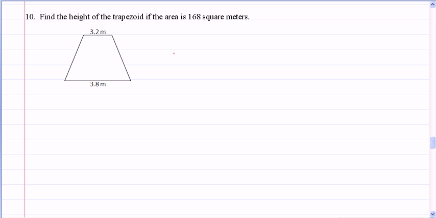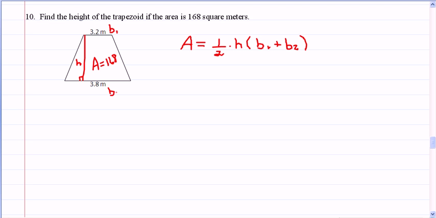For number 10, we want to find the height of the trapezoid if the area is equal to 168 square meters. So if I write the area formula for a trapezoid, it's 1/2 times the height times base 1 plus base 2. The height is this length right here. And we know that the area is 168. This 3.2 is our base 1, and 3.8 is our base 2.